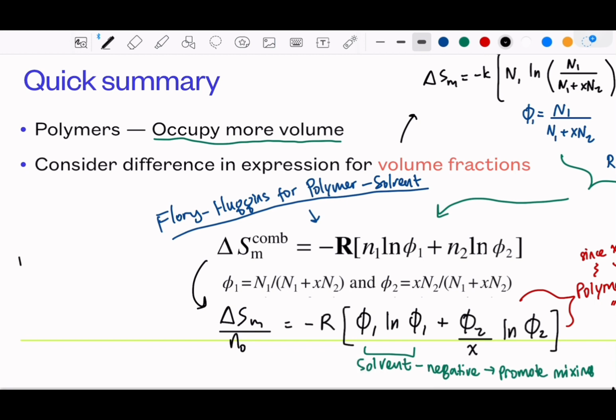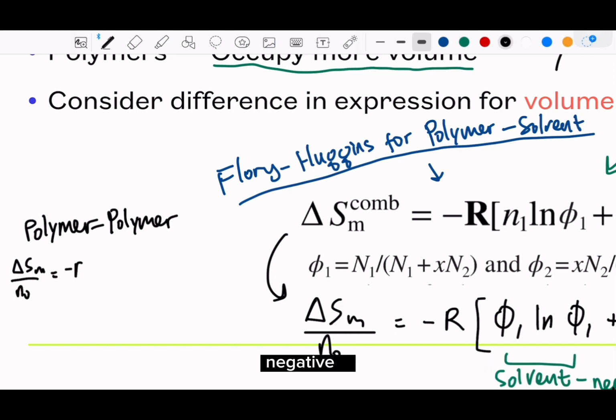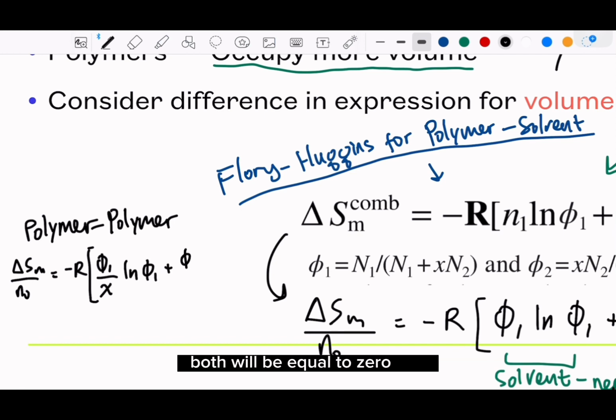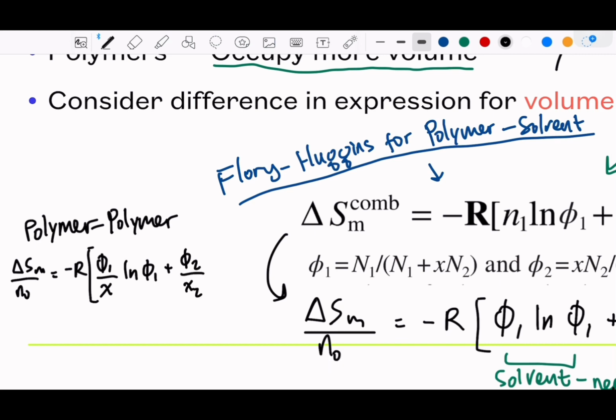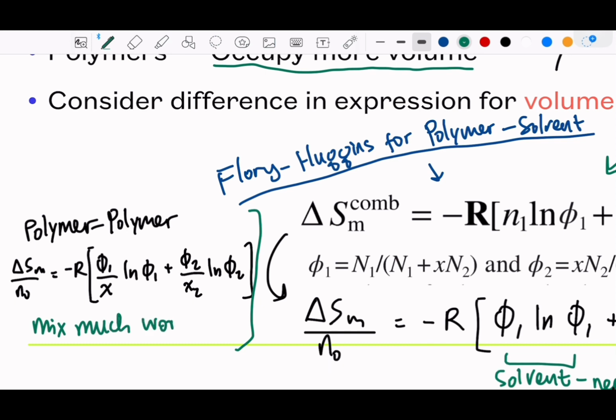So for polymer, if we write here, let me write small pieces, negative R. Let's say this is divided by X. Both will be equaling to 0, and the result will be 0. So this is going to be mixed much worse for polymer.